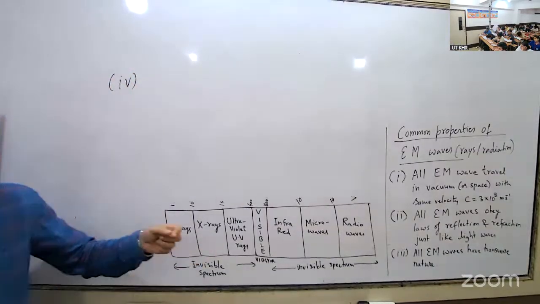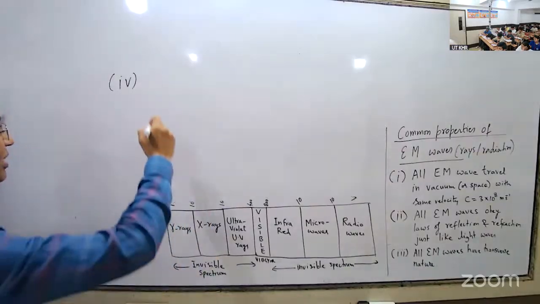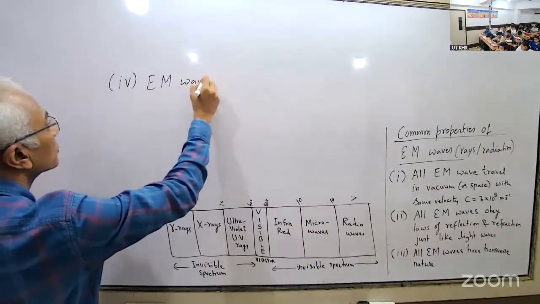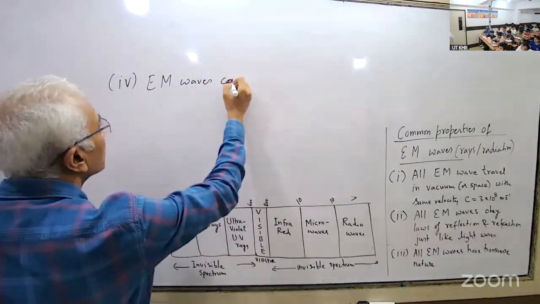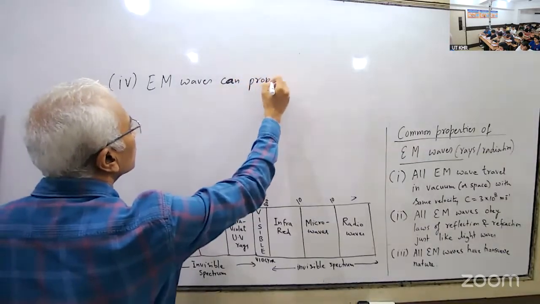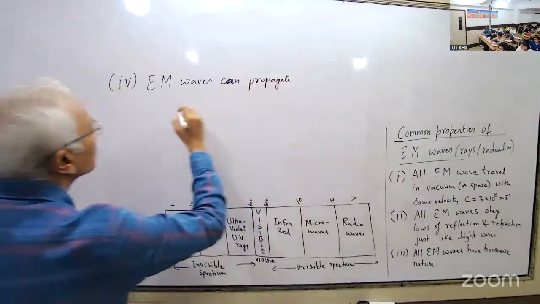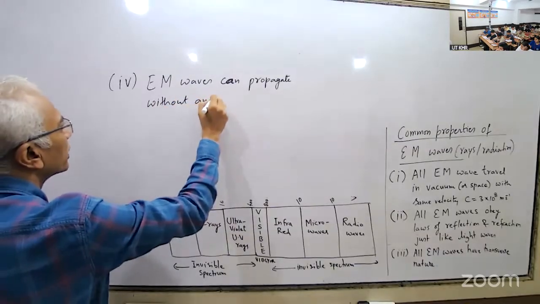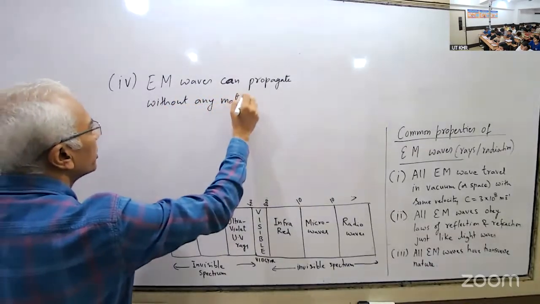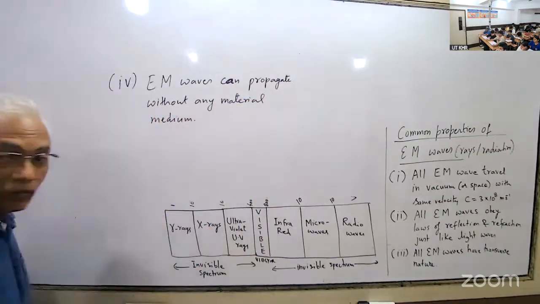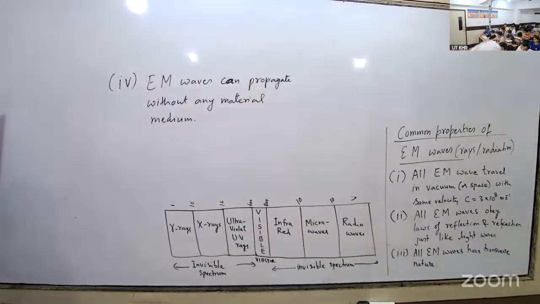So like I said, EM waves do not require a material medium for their propagation. They can propagate without any material medium, meaning they can propagate in vacuum or space.